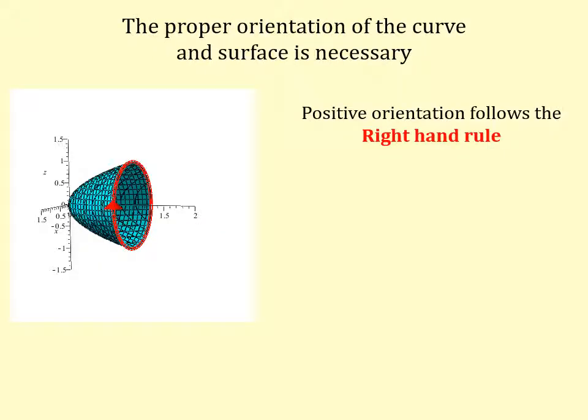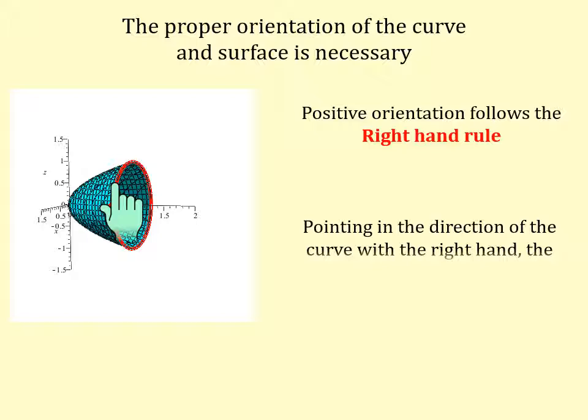Now, just like we've been talking about before, proper orientation is important, and we're going to be using positive as being what we see if we point our right hand in the direction of the curve and our thumb is then pointing towards the surface.